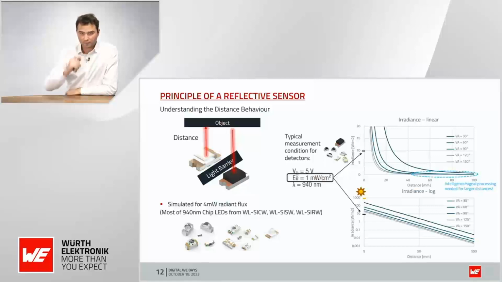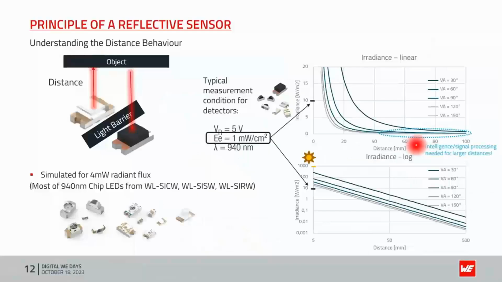So on the right-hand side, what we see is the irradiance that is coming back on the detector, depending on the distance between the object and this optical sensor here. I have it once in linear, but also once in logarithmic, because then you can see it over a larger range. So what we see here is that the irradiance is dropping down really, really fast if you go to larger distances.